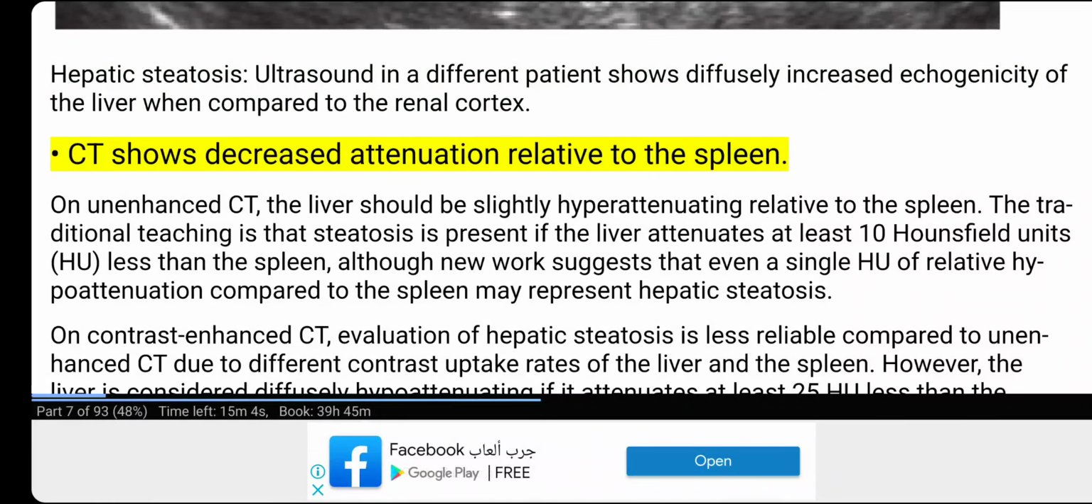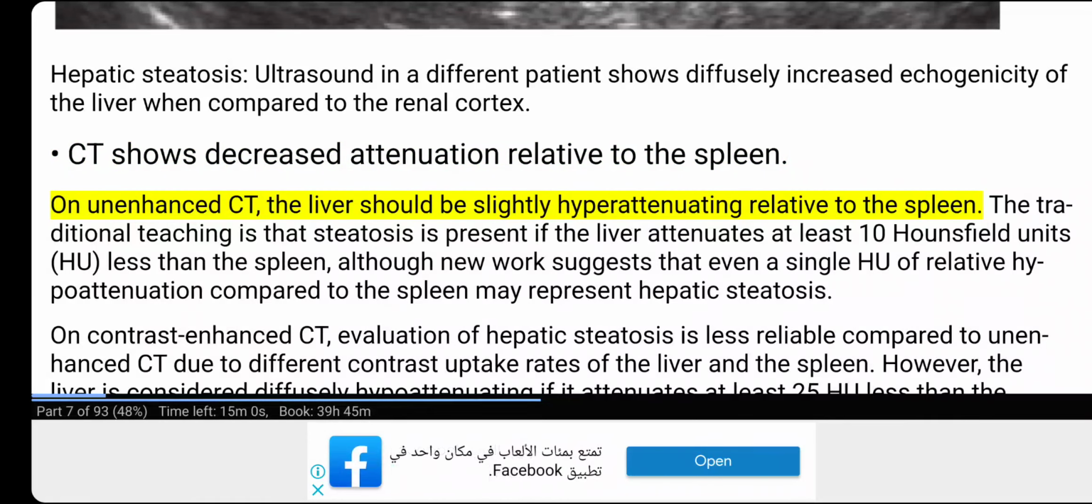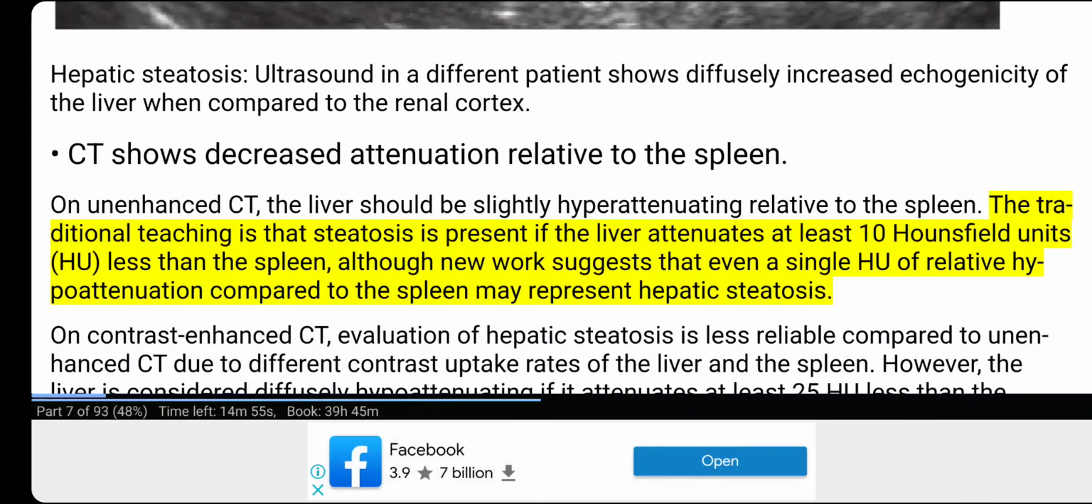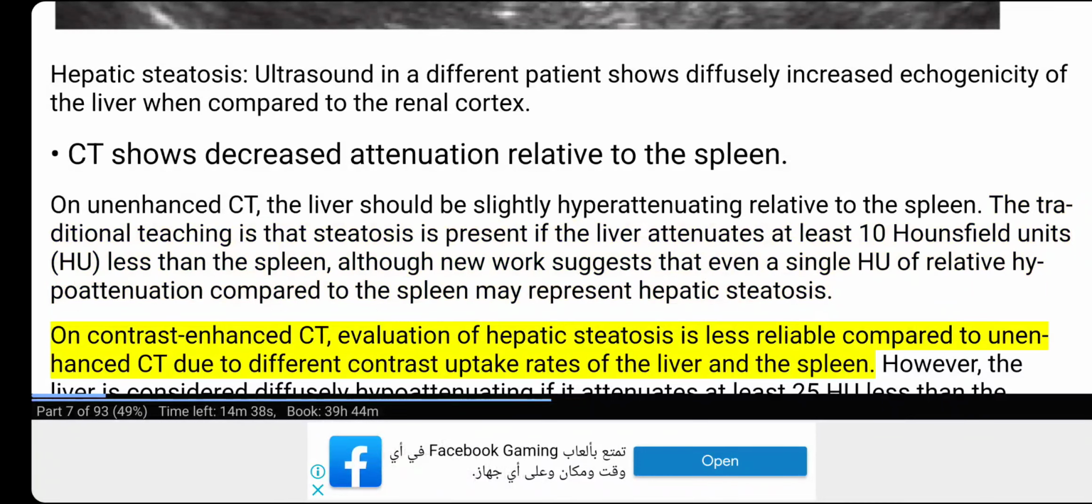CT shows decreased attenuation relative to the spleen. On unenhanced CT, the liver should be slightly hyperattenuating relative to the spleen. The traditional teaching is that steatosis is present if the liver attenuates at least 10 Hounsfield units, HU, less than the spleen, although new work suggests that even a single HU of relative hypoattenuation compared to the spleen may represent hepatic steatosis. On contrast-enhanced CT, evaluation of hepatic steatosis is less reliable compared to unenhanced CT due to different contrast uptake rates of the liver and the spleen.